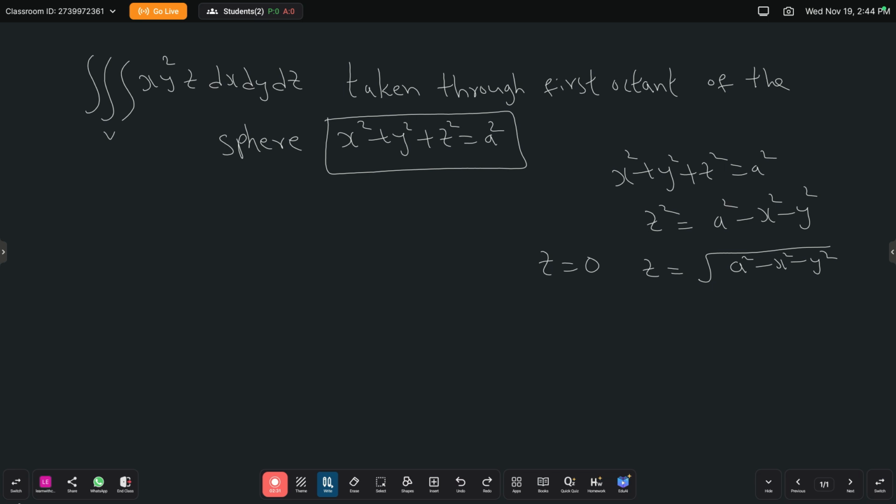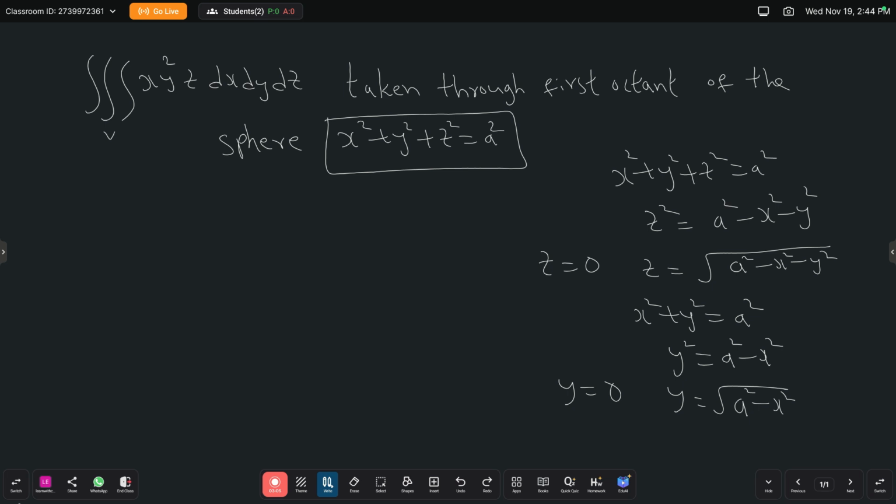Now whenever z is equal to 0, we can write x square plus y square is equal to a square. From this, y square is equal to a square minus x square and y is equal to root a square minus x square. Therefore, in the first octant, y starts from 0. So 0 to root of a square minus x square are the limits of y.